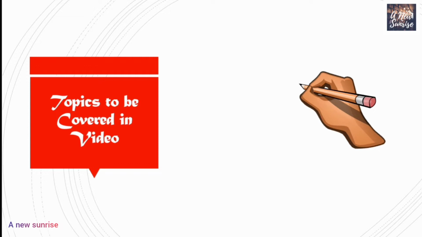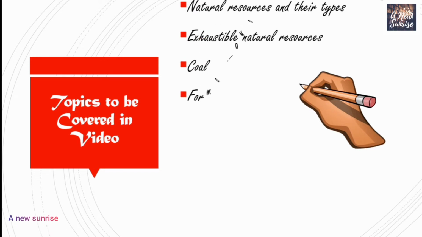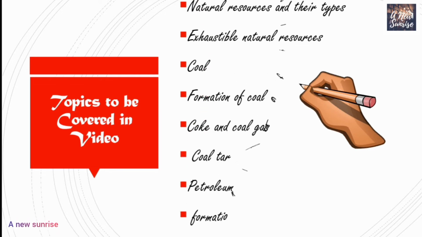First of all, let me see what are the topics that we are going to cover in this video. First topic we would cover is natural resources and their types. Second, we would learn about exhaustible natural resources. Next, we would learn about coal. Then, we would learn about formation of coal. Then after, we will learn about coke and coal gas. Then next, we will learn about coal tar. Then after, we will learn about petroleum. And then, we will learn about formation of petroleum.